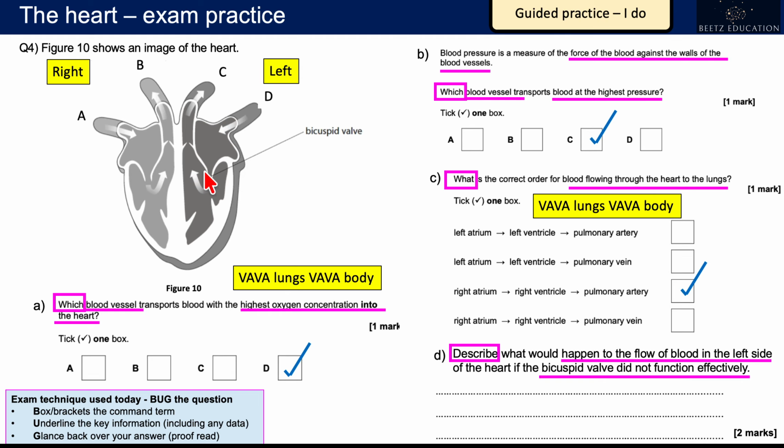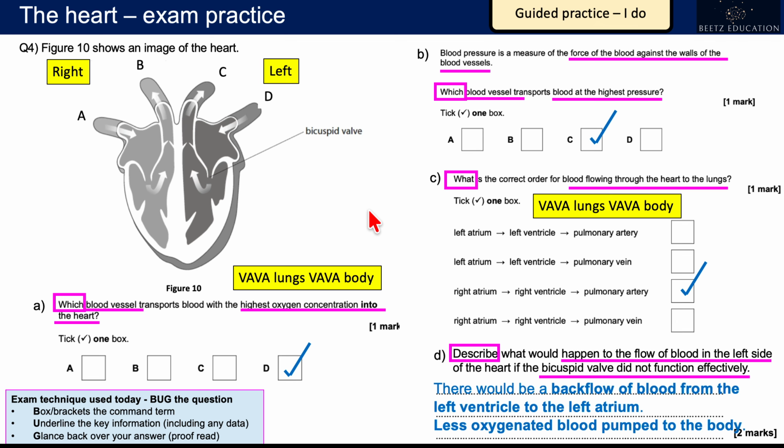So, the bicuspid valve is the valve between our left atrium and our left ventricle. The function of valves is to prevent the backflow of blood. So, I would be looking at an answer whereby I would say there would be a backflow of blood if this valve didn't function correctly from the left ventricle into the left atrium. That would be 1 mark. Therefore, second mark, less oxygenated blood, because the left-hand side is responsible for pumping oxygenated blood. Less oxygenated blood would be pumped to the body. That would be my second mark.